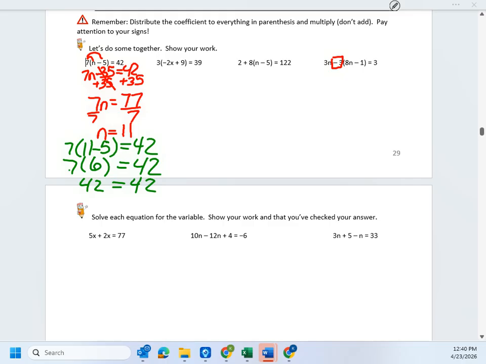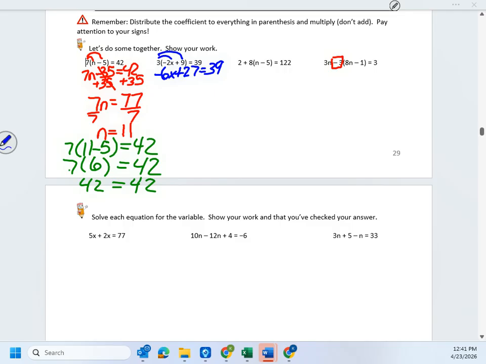Who can walk me through our next one? Victoria. You gotta be nice and loud for me, Victoria. 3 times -2x, 3 times 9. All right, so what is 3 times -2x, Victoria? -6x. Keep going. Plus 27 equals 39. Perfect. So we got that 3 times -2x is -6x. 3 times the +9 is +27 equals 39.